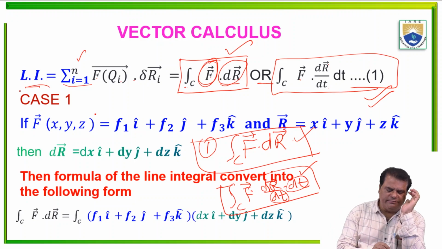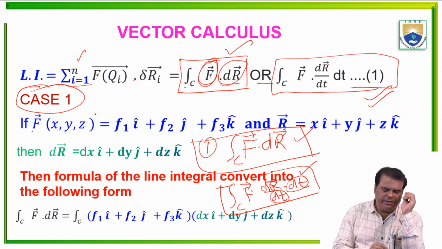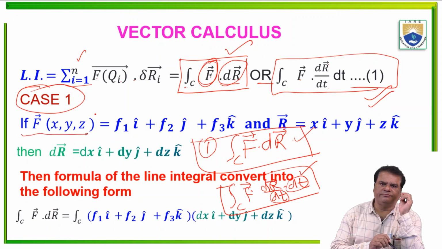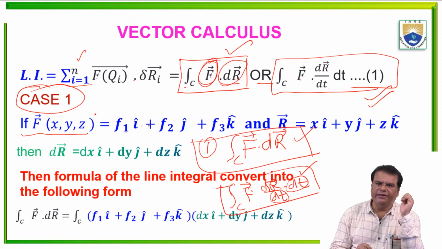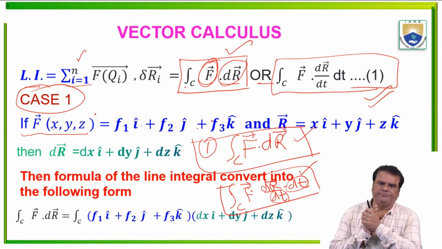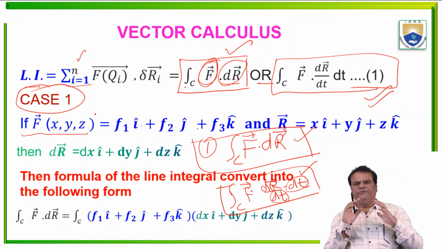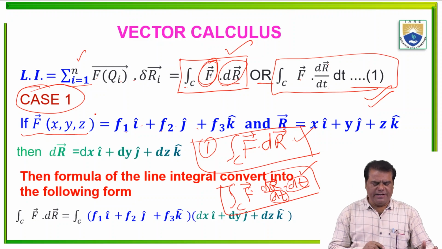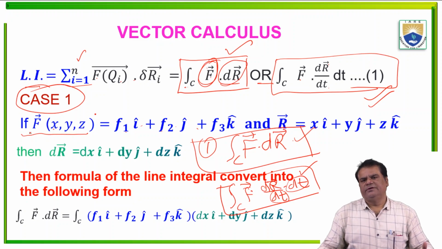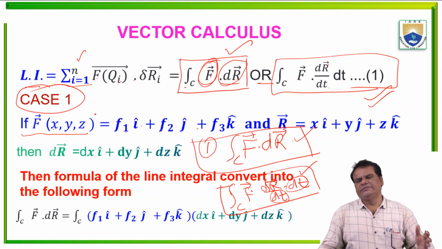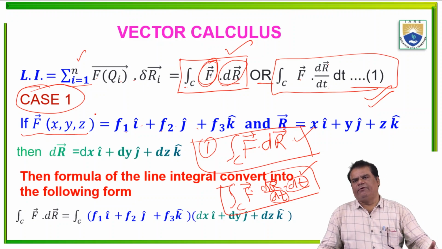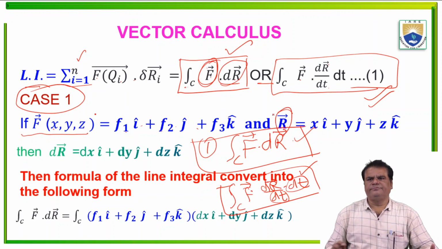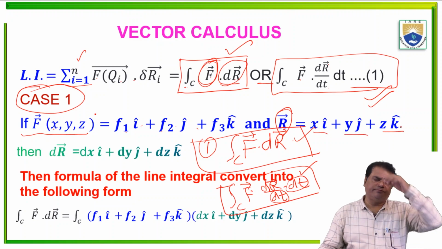So what is case 1? Case 1 is if the vector point function, this is force F(x, y, z), the value of this in 3 dimensions is f1 i + f2 j + f3 k. This is the force applied on the body, represented by this F vector. This is the 3-dimensional force applied on the body, and this is vector r, the general vector xi + yj + zk.